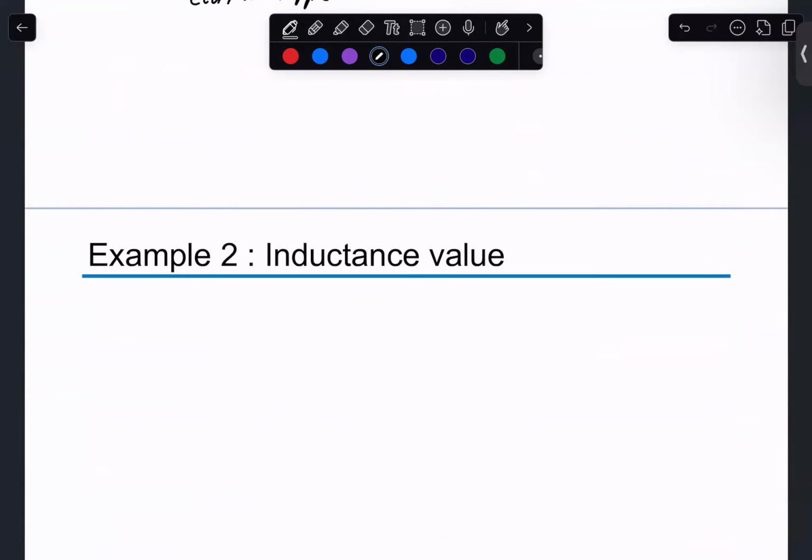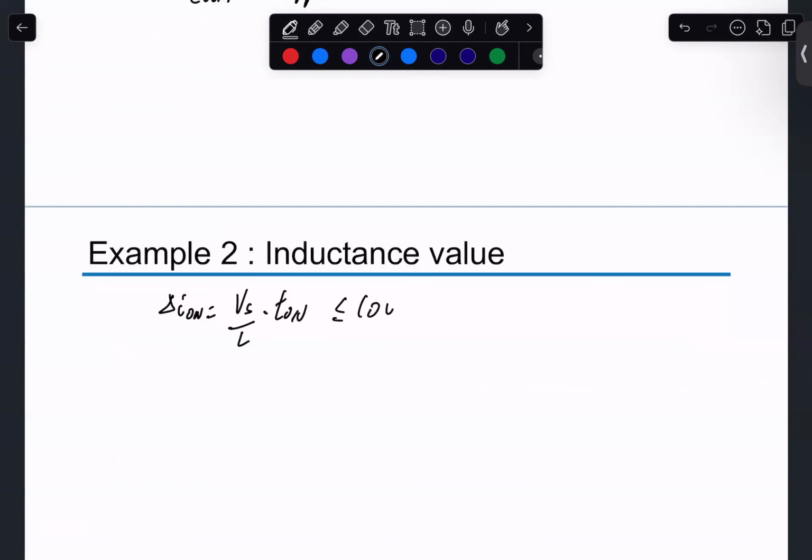If you recall, delta I on is just Vs over L times T on, and we want this to be less than or equal to 100 milliamps. So we want to solve for L. We know Vs. What we don't know yet is T on, but we can figure that out.